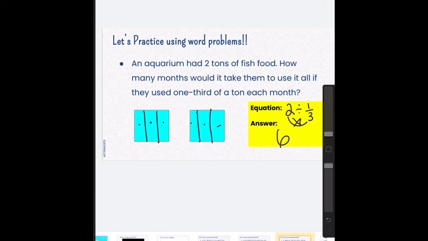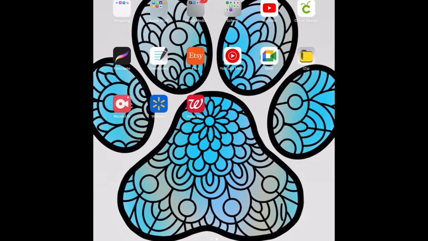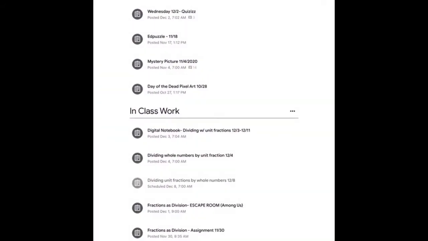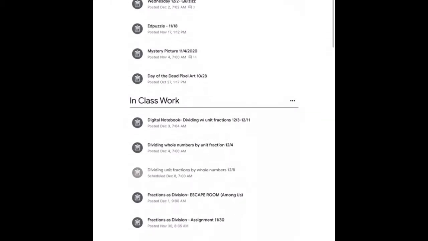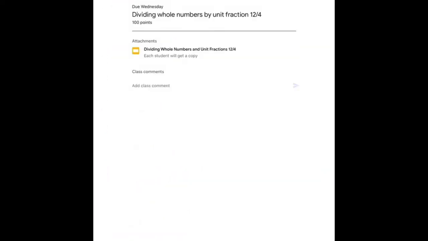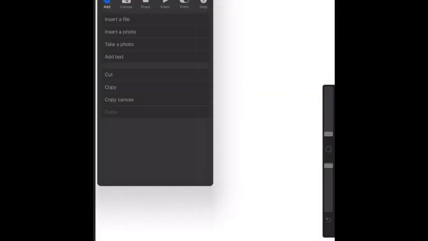So now there is an assignment we were going to work on Friday that I want us to work on now. If you look at Google Classroom, under in-class work, it says dividing whole numbers by unit fractions, 12:4. It has the wrong date on it. It has Friday's date. However, we're working on that today. So if you click on it, it opens up a slideshow, and you're basically doing the same thing we just did.